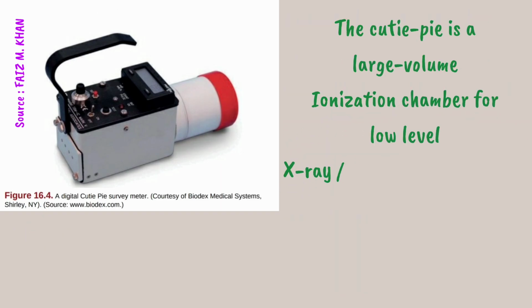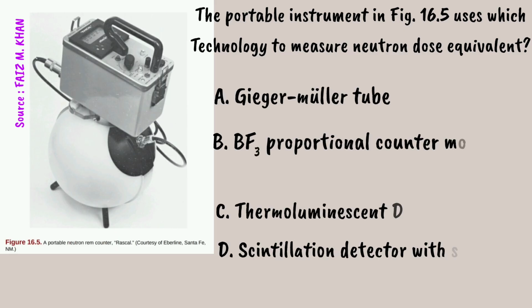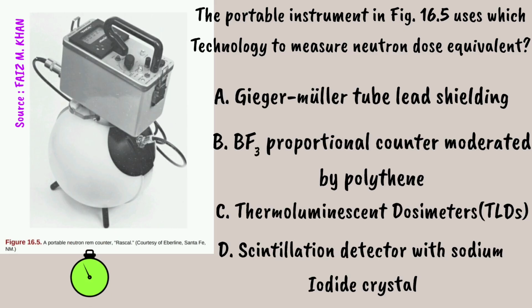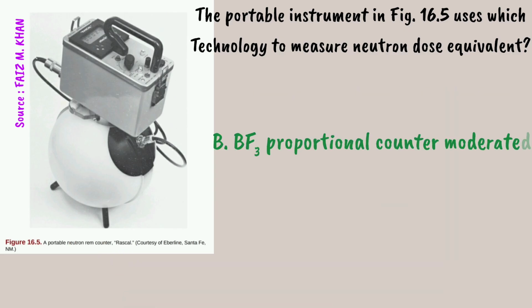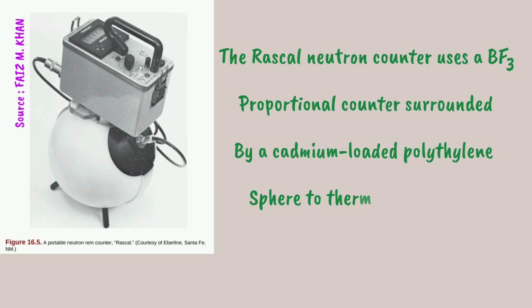The QT-Pi is a large volume ionization chamber for low-level X-ray/gamma measurements. The portable instrument in Fig 16.5 uses which technology to measure neutron dose equivalent? The Rascal neutron counter uses a BF3 proportional counter surrounded by a cadmium-loaded polyethylene sphere to thermalize neutrons.